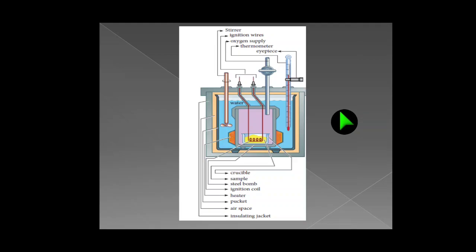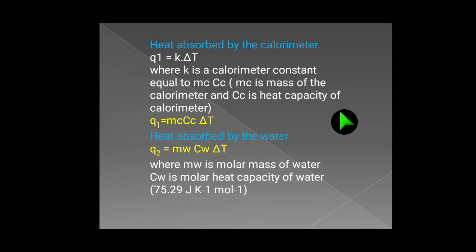So internal energy we can measure. The heat absorbed by the calorimeter, Q1, equals K into del T. What is K? K is a constant, the calorimeter constant. It is equal to mC Cc, where mC is the mass of the calorimeter and Cc is the heat capacity of the calorimeter. Likewise, the heat absorbed by the water we can calculate. Q2 equals mW Cw del T. mW is the molar mass of water. Cw is the molar heat capacity of water.